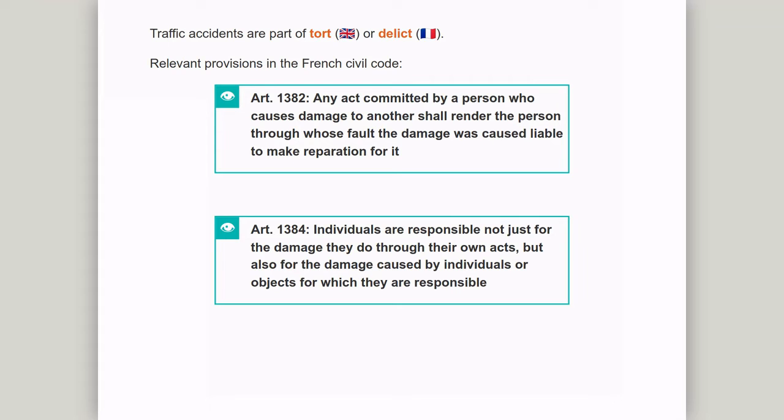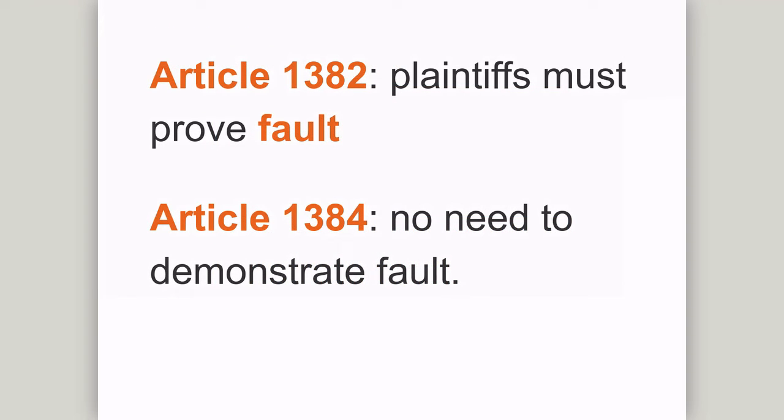French courts have held that Article 1382 requires a person who has suffered damage to prove that the other person was at fault. If the facts are unclear, the person who has suffered damage, or the plaintiff, well, they'll lose. Article 1384, by contrast, doesn't require anyone to demonstrate fault. You just need to demonstrate causation. Those are the two general principles. Now let's think about how they might apply to traffic accidents.